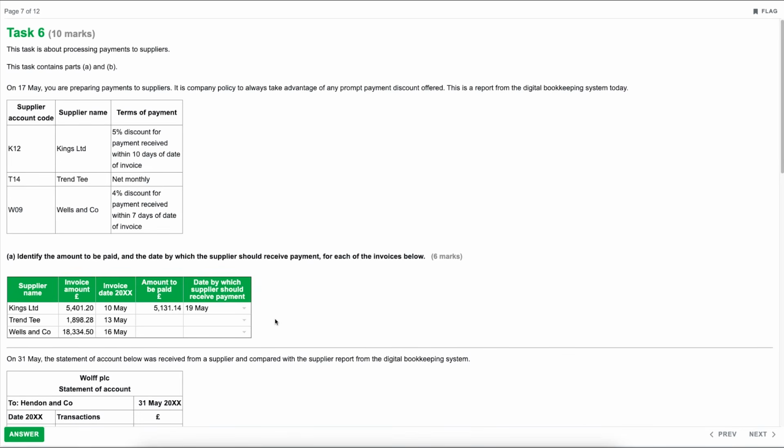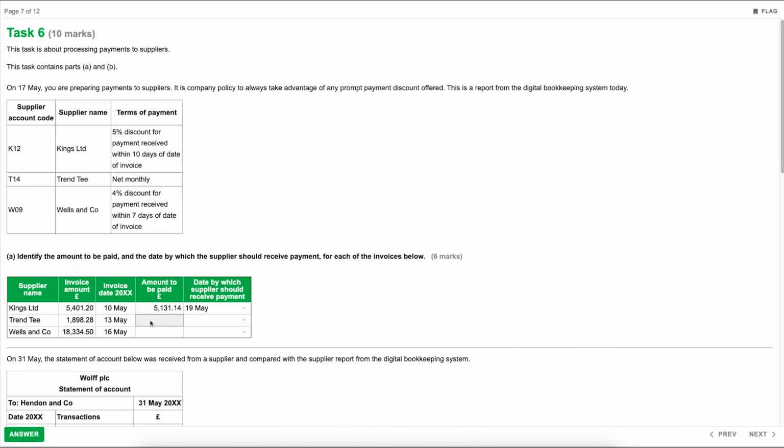Now the next one down, Trend Tree, has an invoice amount of £1,898.28. Now all their terms of payment states is net monthly, so there is no discount amount offered here. And remember, net monthly means you've got till the end of the following month from the invoice date. So in this example, the invoice date was the 13th of May. So we would have up until the end of the following month in order to pay.